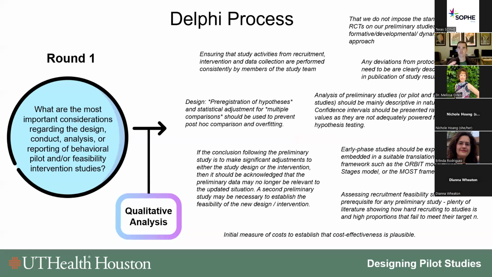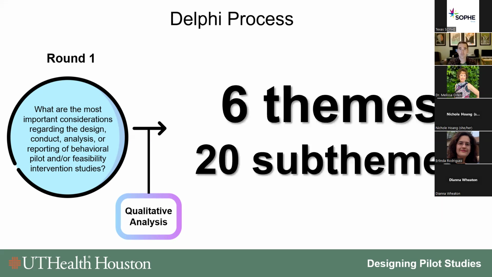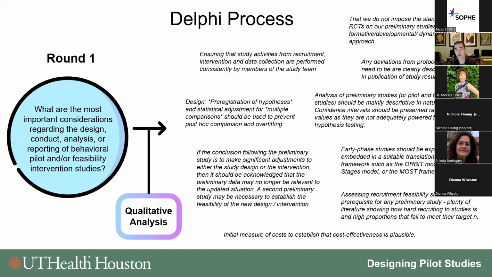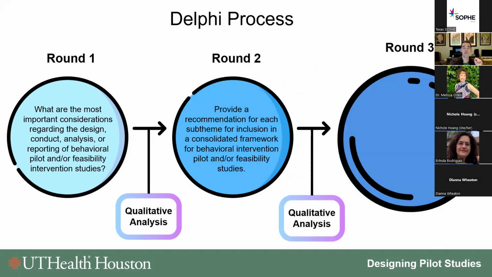And as you can imagine, folks were coming from all different backgrounds, different fields, different expertise. And so we had a lot of important considerations. They ranged from using frameworks, to assessing recruitment, reporting, statistical analysis, pre-registration. So we had a lot of really good considerations, and our task was to put them into something that made sense. So we came up with 6 overarching themes and 20 sub-themes based on all these qualitative responses. And then we fed those themes back to the participants of the Delphi study.